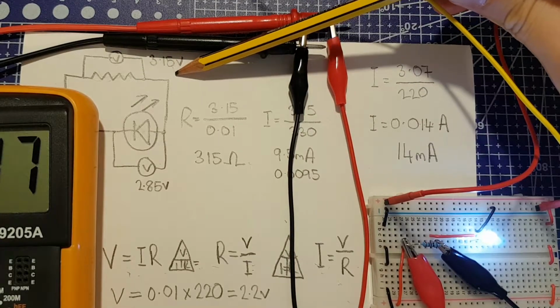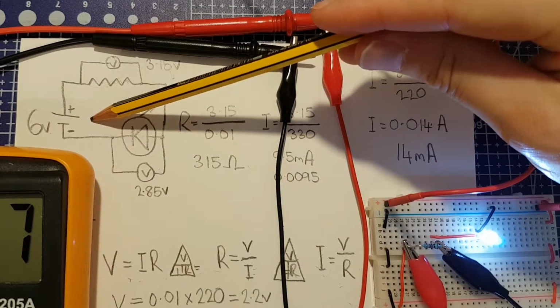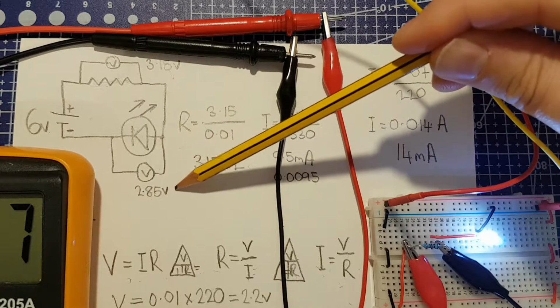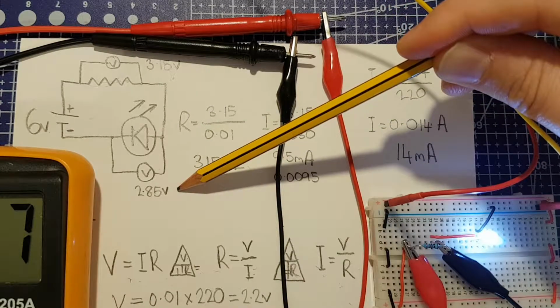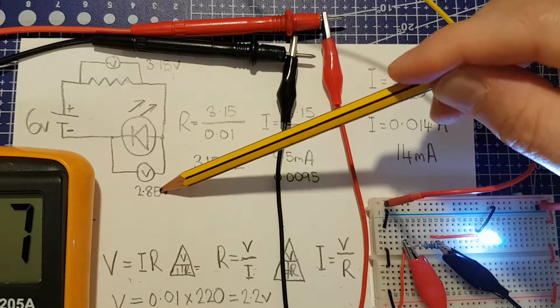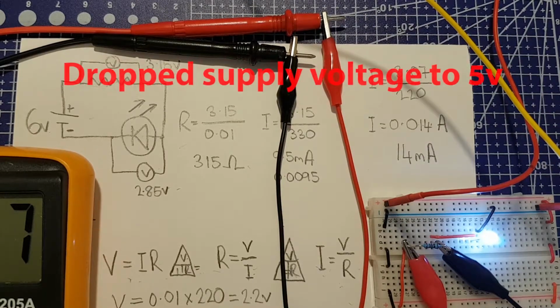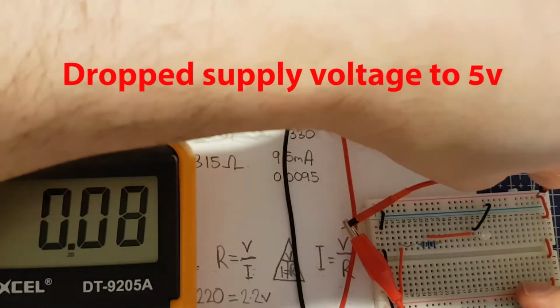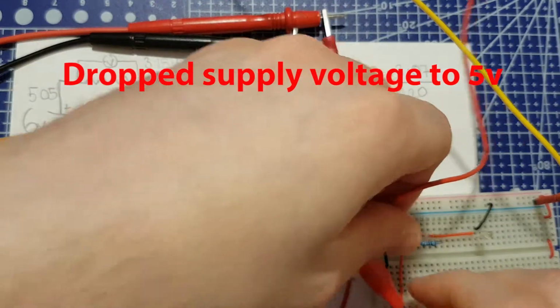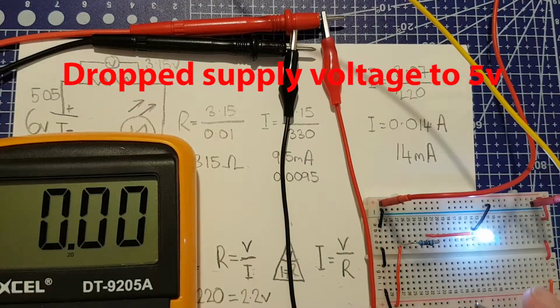We know the whole system is 6 volts, and we know this LED is 2.85 volts. So if you want 2.2 volts here and 2.85 volts there, then when we add them together we get a value of 5.05 volts. So we need to reduce our supply from what we've calculated, so that if I plug the supply voltage back into the breadboard, our resistor should have a value of 2.2 volts.